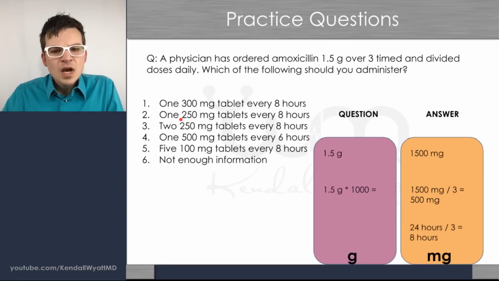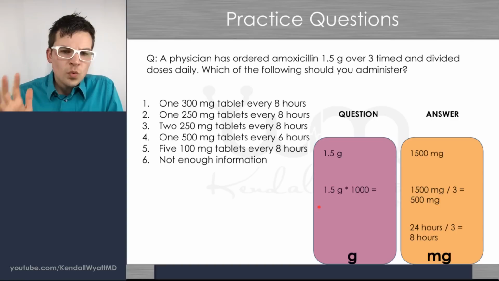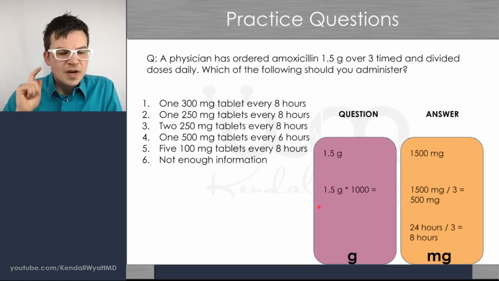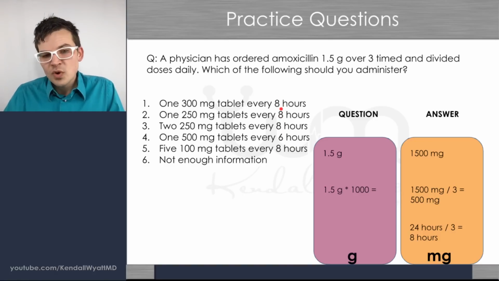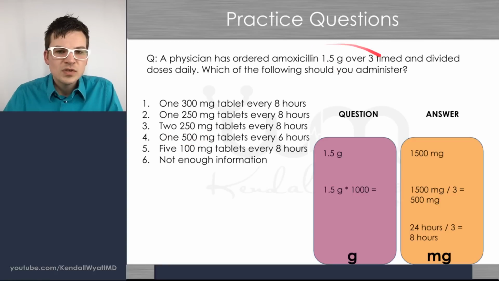What are the choices? Well, if you're really good, you figured out 8 hours. Let's say you just got that. Well, there are 4 choices here with 8 hours. But maybe you made a little shortcut and you know you just need to give 500 milligrams. The answer you thought you needed to give was 500 because you stopped there. You would have picked number 4 and you would have been wrong because it's 500 milligram tablets every 6 hours. Make sure you read all of the answers.